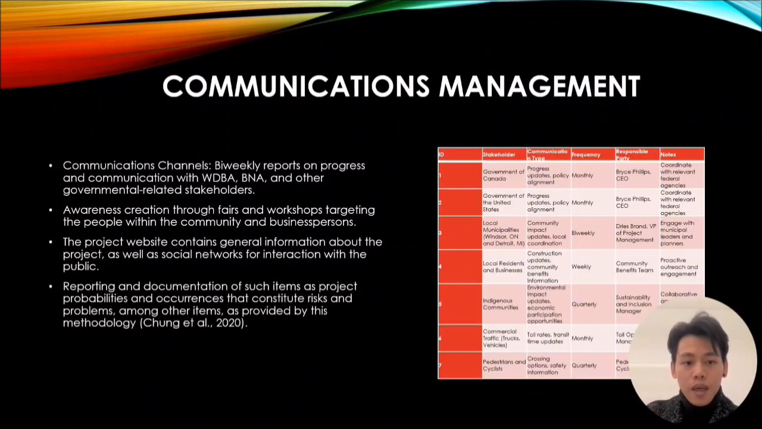And then we also need strong communication management to ensure that all our stakeholders stay on top of the project. We will have a biweekly report on progress and communication with WDBA, BNA, and other governmental related stakeholders. And we will create awareness through fairs and workshops to target the people within the community.